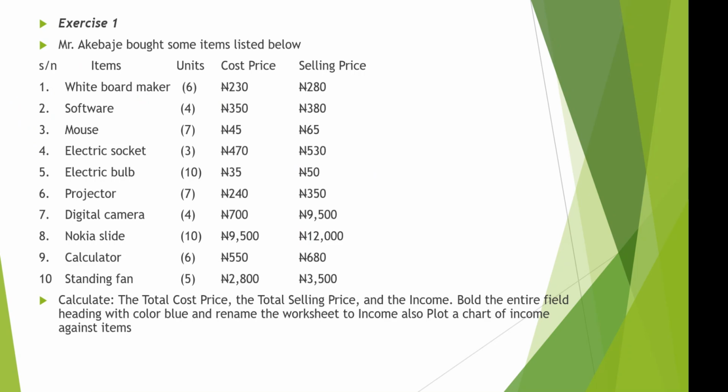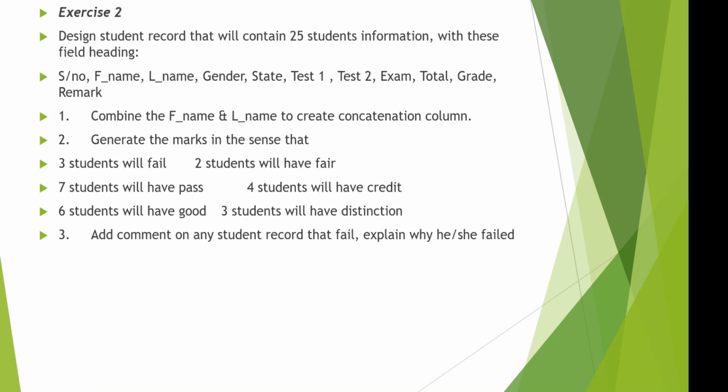So let's return to our exercise 2 now. We haven't discussed those functions, so we are going to see them practically here. Exercise 2: the science student record will contain 25 students' information with these fields: gender, state, test 1, test 2. Then we combine the first name and the last name to create a concatenation. We are going to generate marks for them, then add test one and test two using the sum function. Then we use the IF function for grading. Those are the functions we're going to use there. You can also add comments to it.